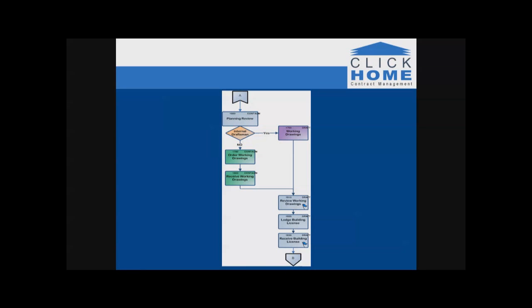So, do I need a planning application? Do I need developer's approval? Those are kind of questions. And by answering that question, you would go down a different route. You would have different tasks for your admin staff to do. So the example here is that we have a planning review done by a contract administrator. We ask a question, is it an internal drafts person? If we go yes, we assign working drawings to a role code draft. If we go no, we go down here and we do order working drawings and receive working drawings.